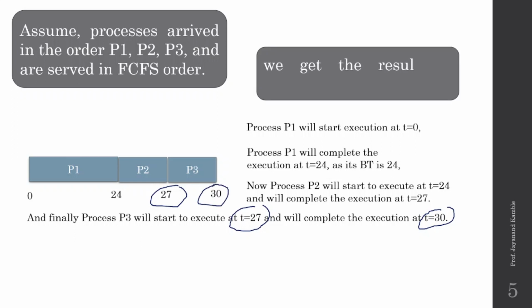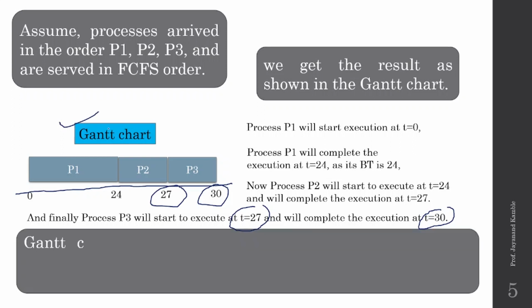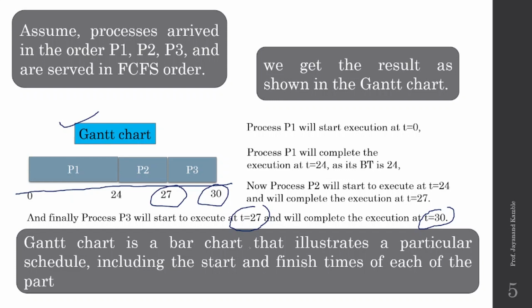So we get the result as shown in the Gantt chart. This particular diagram is called the Gantt chart. What is a Gantt chart? A Gantt chart is a bar chart that illustrates a particular schedule, including the start and finish time of each of the participating processes. So process P1 started at t equal to 0 and completed at t equal to 24. That is the start time and end time for process P1. This is nothing but the Gantt chart.